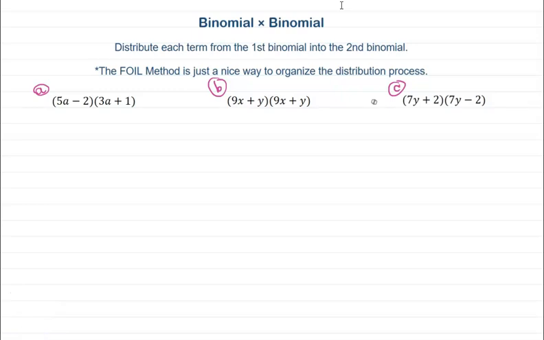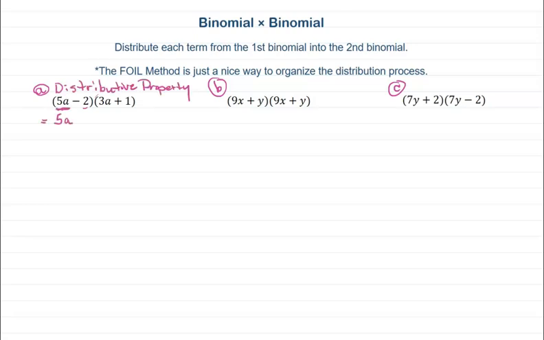Okay, here we're going to take a look at multiplying two binomials. We're going to distribute each term from the first binomial into the entire second binomial. And then we'll also take a look at what we call the FOIL method. So the first method I was describing is just simply using the distributive property.